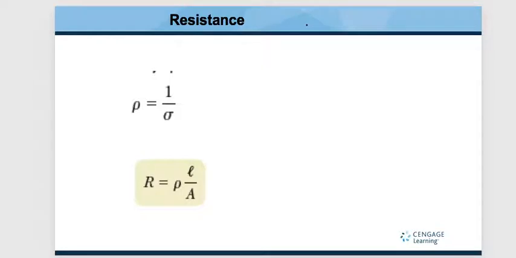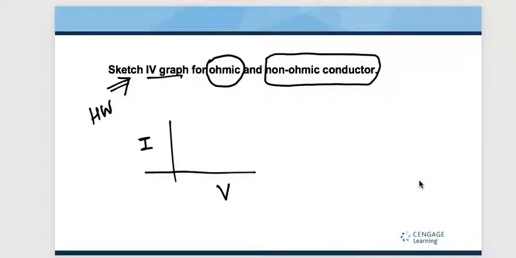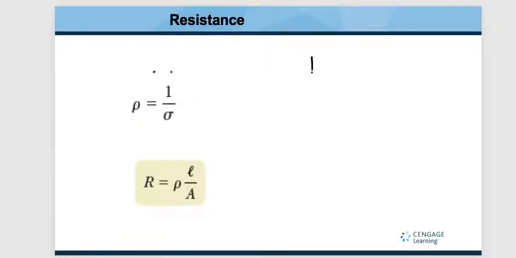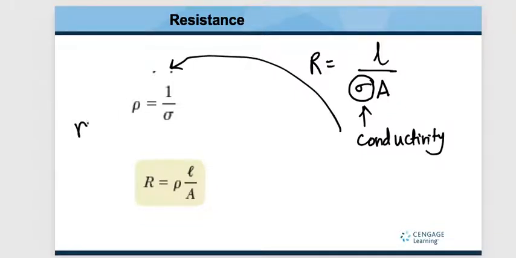Now, if we go back to a previous slide, what did we get R as? From these two equations, we can combine and write R is equal to L over sigma A. This is what we got, where sigma was conductivity. This sigma we can convert to resistivity.